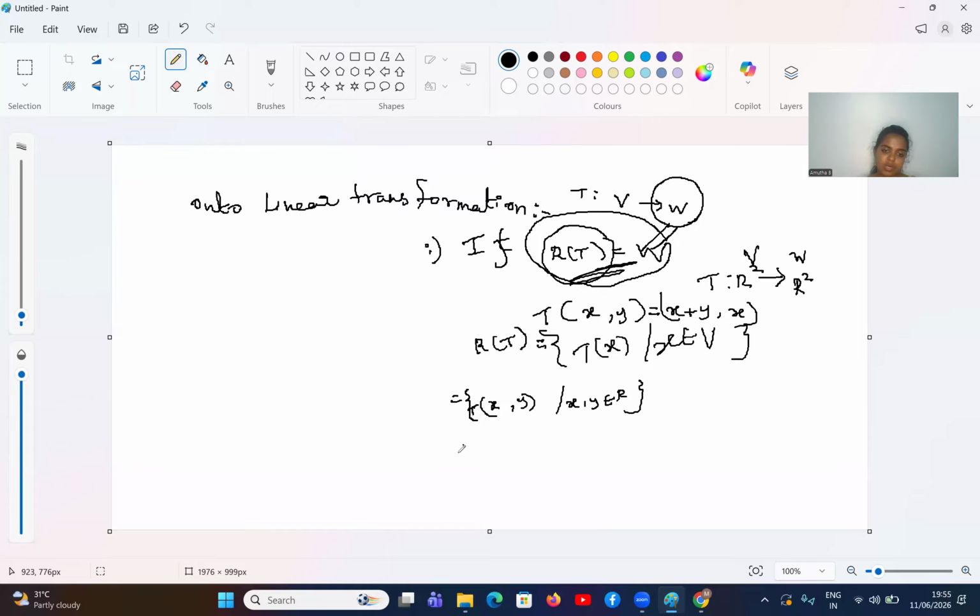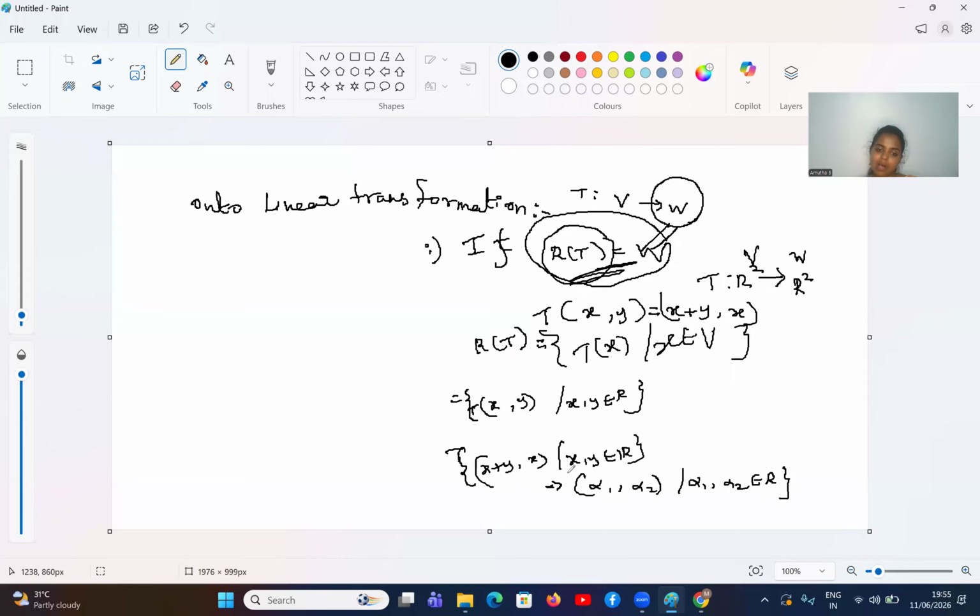Now, what is your T of x comma y? The map is x plus y comma x, such that x comma y belongs to R. So now this x plus y can be written as alpha 1 comma alpha 2, such that alpha 1 comma alpha 2 belongs to R. Can we write like this?